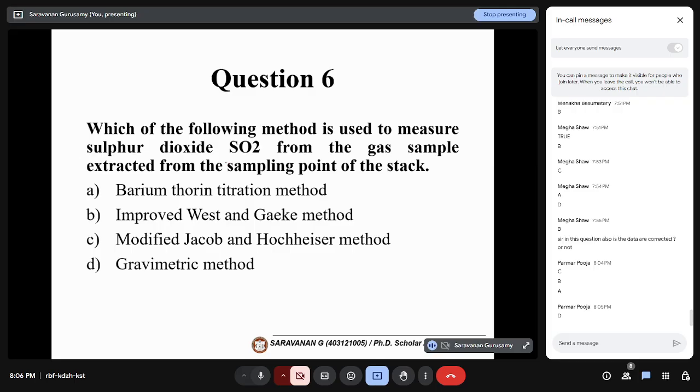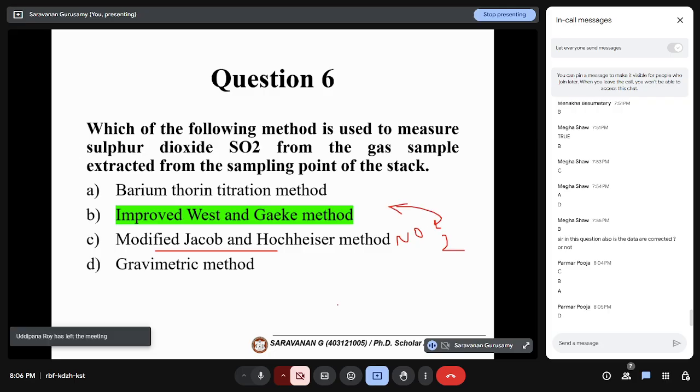Which of the following methods measures SO2? You just said improved West-Gaeke method. Modified Jacob and Hochheiser is for NO2. Both are based on the absorption principle. PM is measured by the gravimetric principle, and you can also use the spectrometry principle.